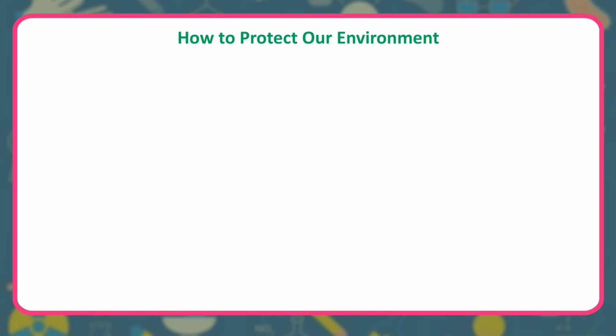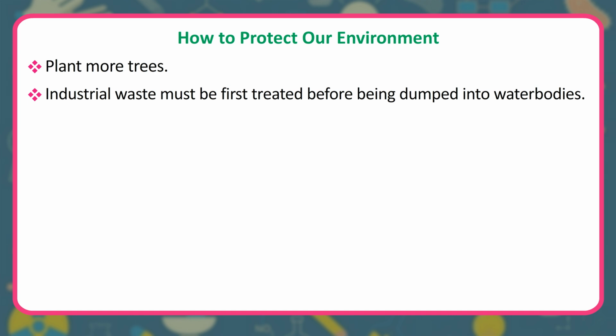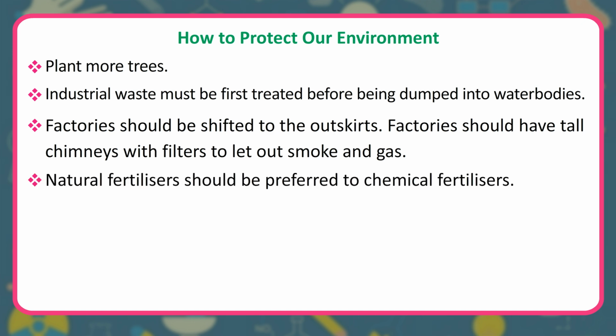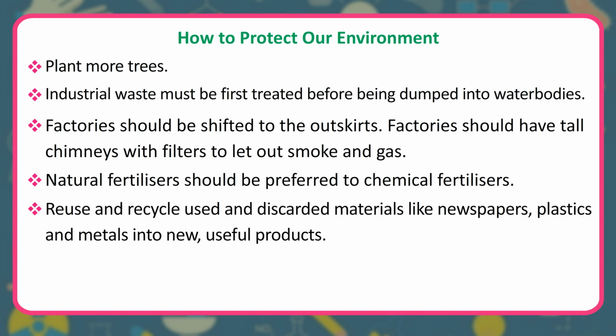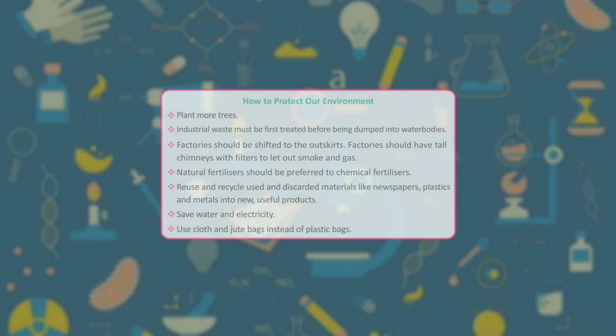How to protect our environment? Plant more trees. Industrial waste must be first treated before being dumped into water bodies. Factories should be shifted to the outskirts. Factories should have tall chimneys with filters to let out smoke and gas. Natural fertilizers should be preferred to chemical fertilizers. Reuse and recycle used and discarded materials like newspapers, plastics and metals into new, useful products. Save water and electricity. Use cloth and jute bags instead of plastic bags.